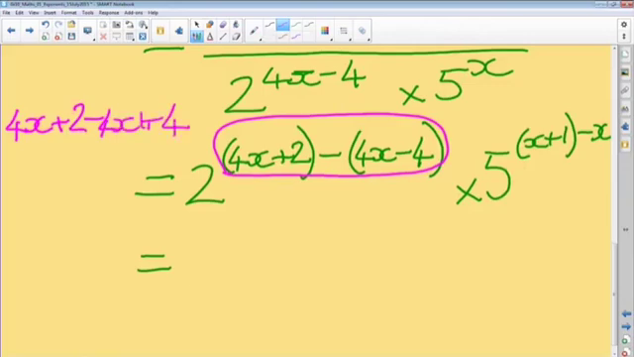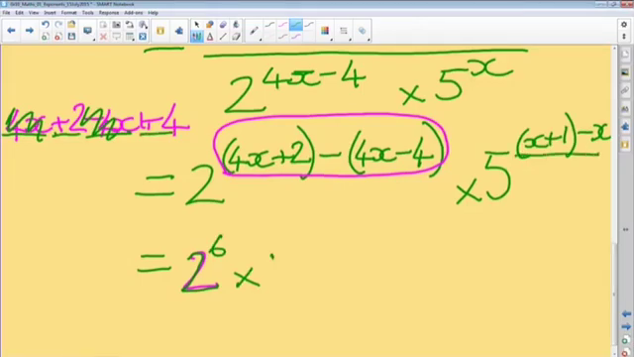So that would give me an answer of 2 to the power of, and let's go back to green, 2 to the power of, what is 4x minus 4x? Well, that's nothing. And 2 plus 4 is going to be 2 to the power of 6. Okay, so the next one. I've got 5 to the power of x plus 1 minus x, so that gives me 5 to the power of 1, which if we type into our calculator will give us an answer of 320.